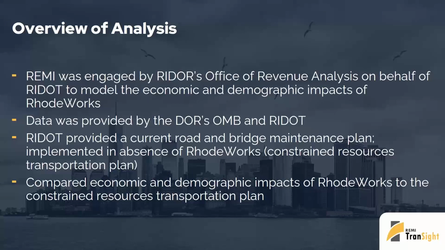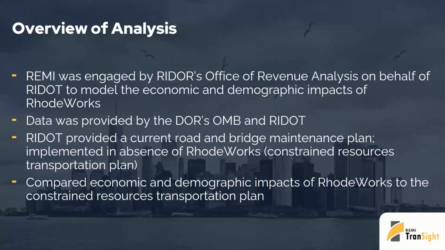So REMI was engaged by the Rhode Island Department of Revenue's Office of Revenue Analysis on behalf of the Rhode Island Department of Transportation to model the economic and demographic effects of the RhodeWorks plan. The Department of Revenue, the Office of Management and Budget, and the Rhode Island Department of Transportation helped REMI to provide data for the analysis. And then REMI used its model of the Rhode Island state economy and calibrated that to the control forecast, to closely adhere to the state's consensus economic forecast, which was adopted at the Revenue Estimating Conference in May of 2015. The Rhode Island Department of Transportation provided a current road and bridge maintenance plan, referred to throughout the report as the Constrained Resources Plan, and it's meant to reflect the baseline that would be implemented in the absence of RhodeWorks.